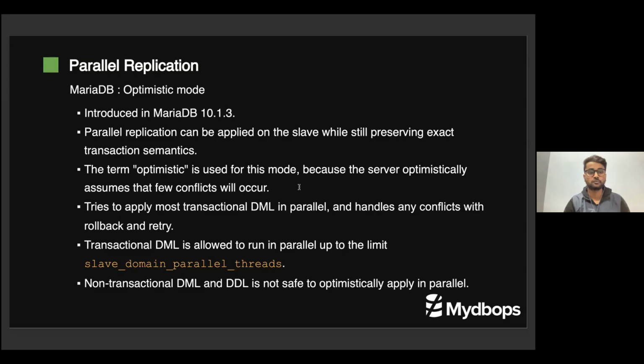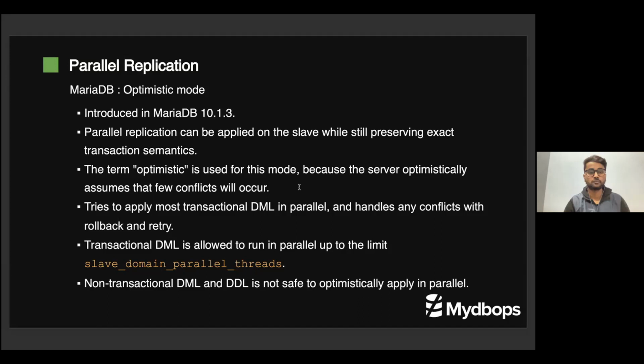This means if there are two transactions which try to modify the same row, then the transaction which came first will commit first, and the transaction which came later has to wait, and then it will retry and get committed. So rollback and retry occurs when there is a conflict, and non-transactional DML and DDL is not safe to be optimistically applied in parallel. If there is a table with an engine other than InnoDB, which is non-transactional, then those transactions will not be applied optimistically in parallel because they cannot be rolled back.